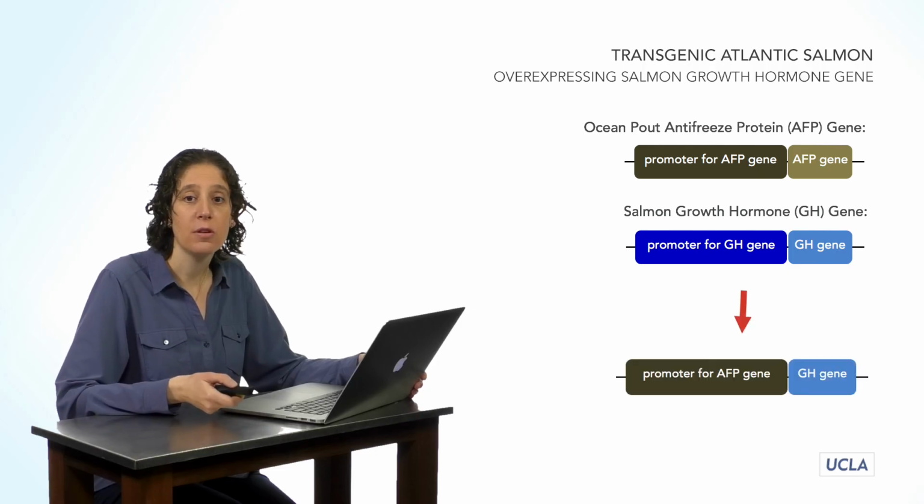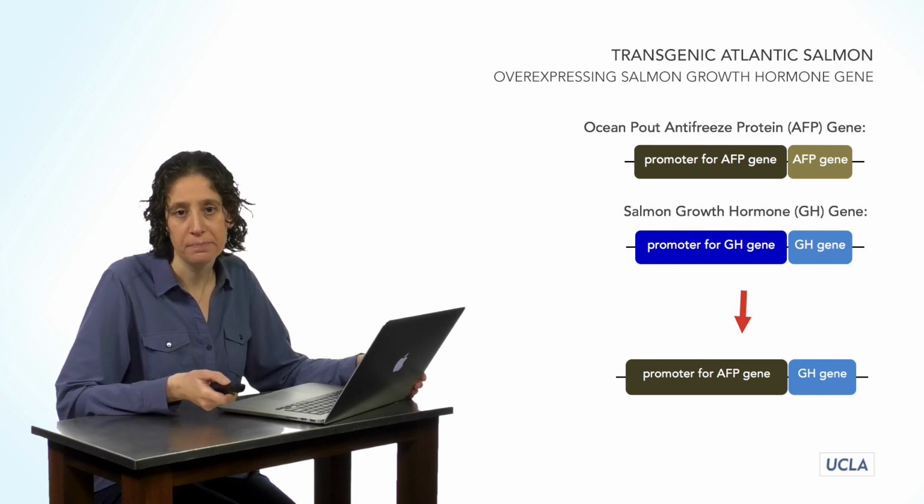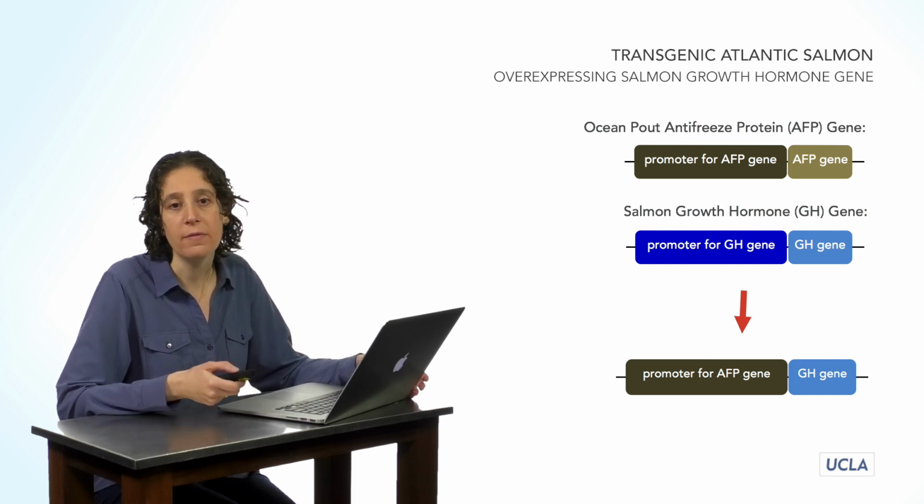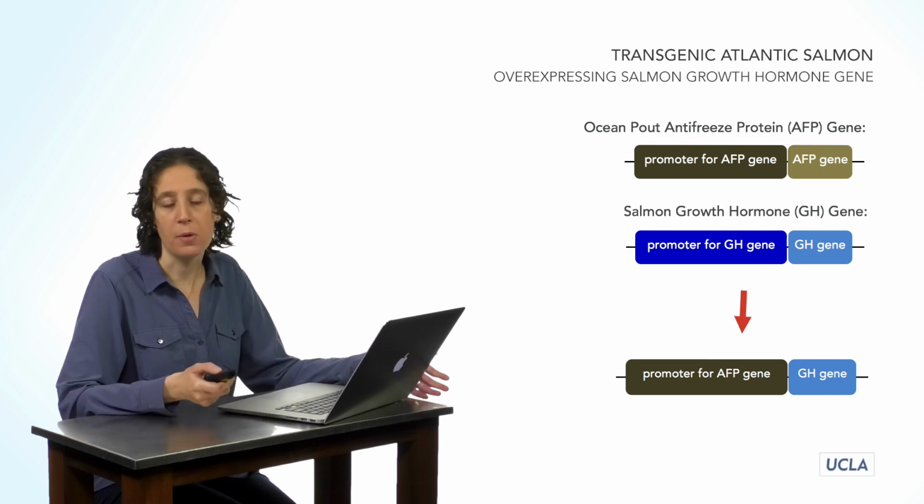So using standard DNA subcloning techniques, they generated a DNA construct containing the promoter for the antifreeze protein gene upstream of the growth hormone gene. In salmon that express this construct, the antifreeze protein gene promoter will drive expression of the growth hormone gene throughout the body of the salmon.